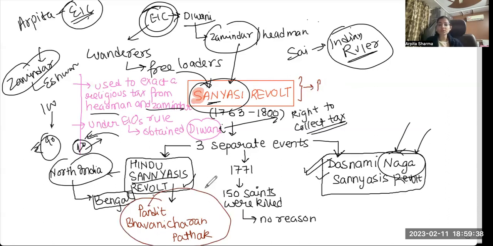Overall, the sannyasi revolt was fought under his leadership only, and these were three separate events. Pandit Bhavani Charan Pathak was taken as the leader, the person who came to the forefront to fight the battle or who led the people. Okay? And these revolts saw equal participation from both Hindus and Muslims. So there was Hindu-Muslim unity also, because the fakirs were from Muslim communities. So Hindu-Muslim unity was there during these revolts.